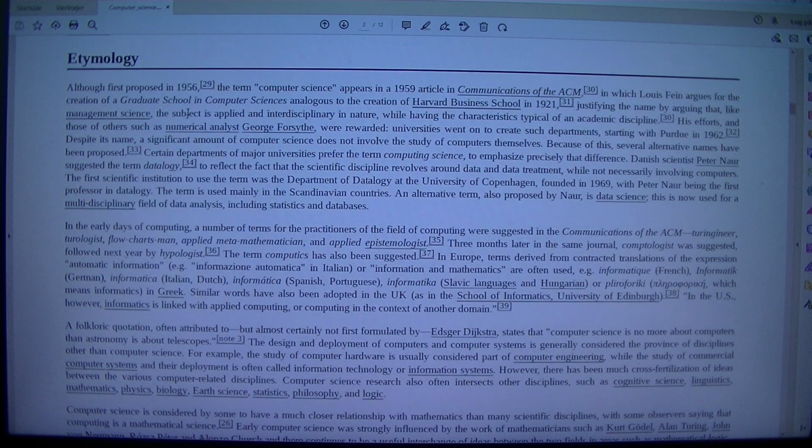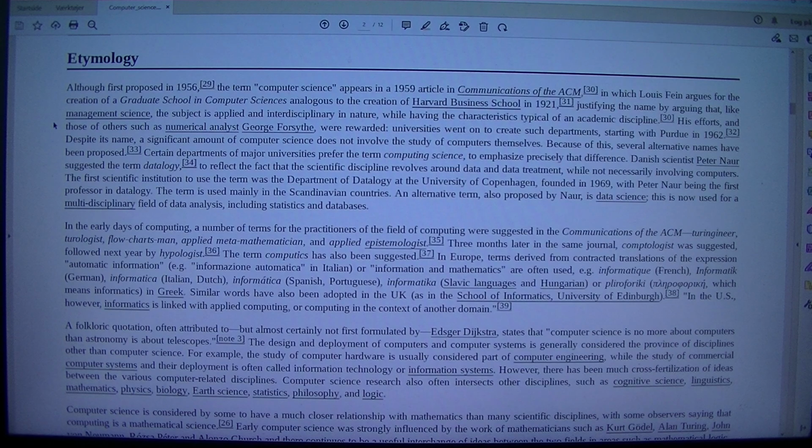Etymology. Although first proposed in 1956, the term computer science appears in a 1959 article in Communications of the ACM, in which Louis Fein argues for the creation of a graduate school in computer science analogous to the creation of Harvard Business School in 1921, justifying the name by arguing that, like management science, the subject is applied and interdisciplinary in nature, while having the characteristics typical of an academic discipline. His efforts, and those of others such as numerical analyst George Forsythe, were rewarded. Universities went on to create such departments, starting with Purdue in 1962.